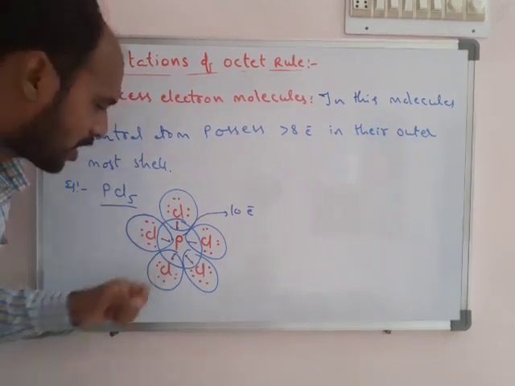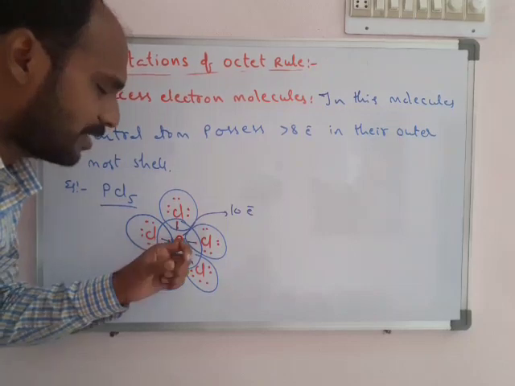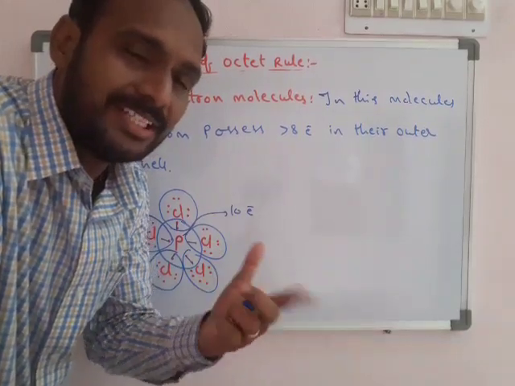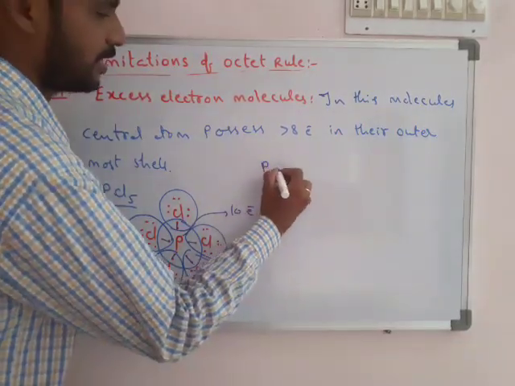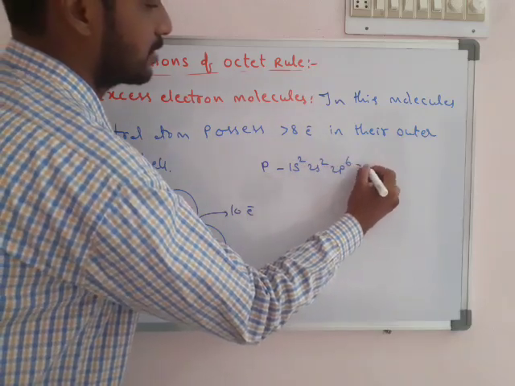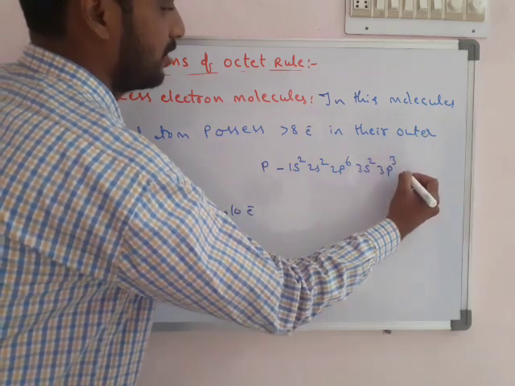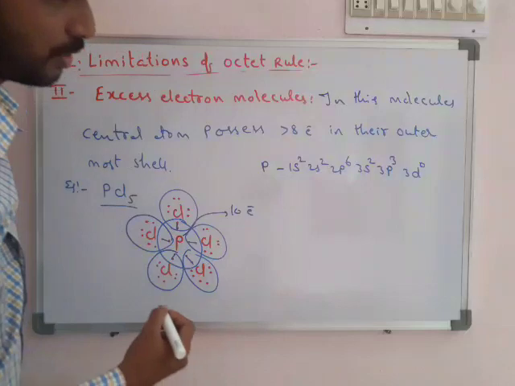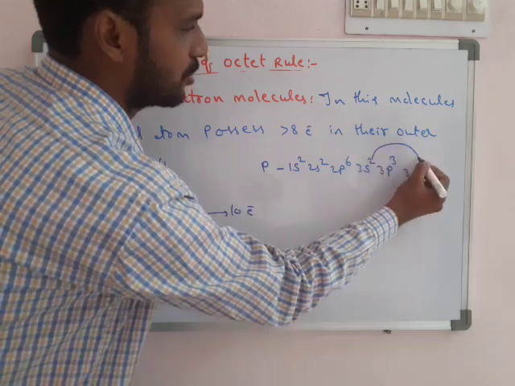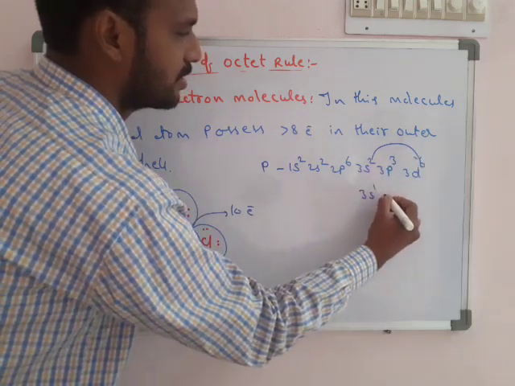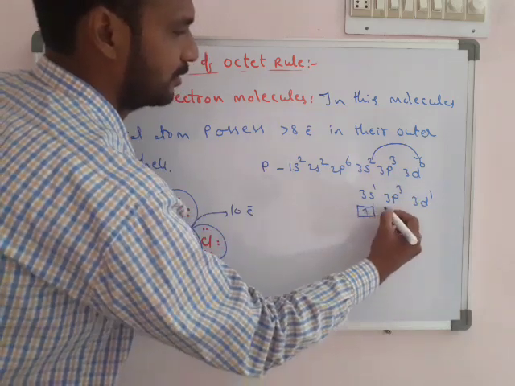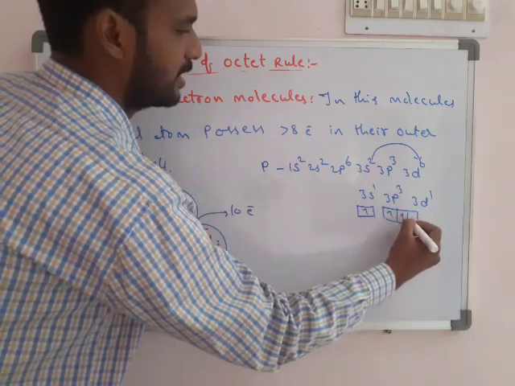Okay, means how is this possible? This is due to the availability of vacant d orbitals. Okay, actually, the phosphorus configuration is 1s2, 2s2, 2p6, 3s2, 3p3, 3d0. Okay, so there is a possibility of an excited state. In the excited state, this s electron shifts to here, and now the valency becomes 3s1, 3p3, 3d1. So s is having 1, p3 means all are single electrons.